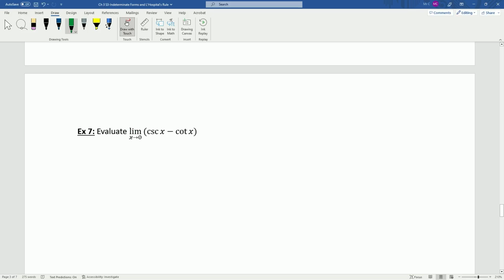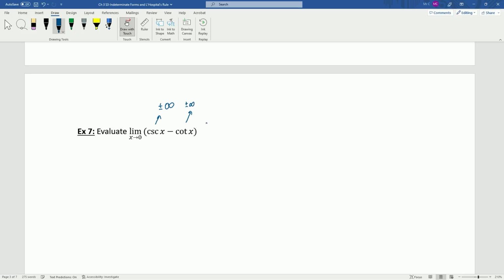So here we've got the limit as x goes to 0 of cosecant of x minus cotangent of x. Cosecant of x has a discontinuity at 0, and depending on whether you're going from the left or right, it's going to plus or minus infinity. And the same thing is true for cotangent. It's going to plus or minus infinity.